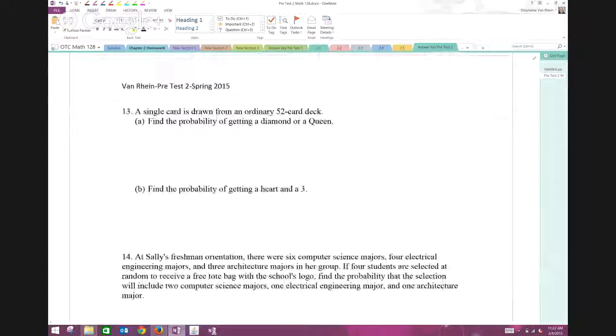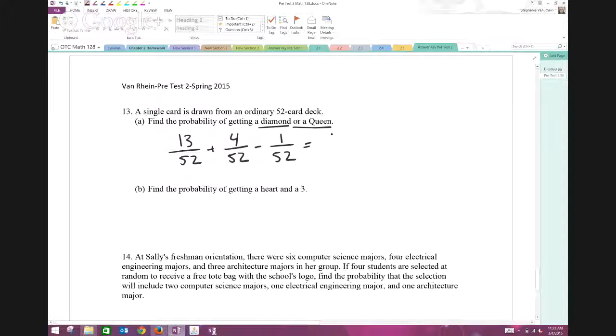A single card is drawn from a 52 card deck. Find the probability of getting a diamond or a queen. So you're only drawing one card, right? There's 13 diamonds out of the 52 cards, plus the 4 queens out of the 52 cards, minus the 1 queen of diamonds, which is 16 out of 52.